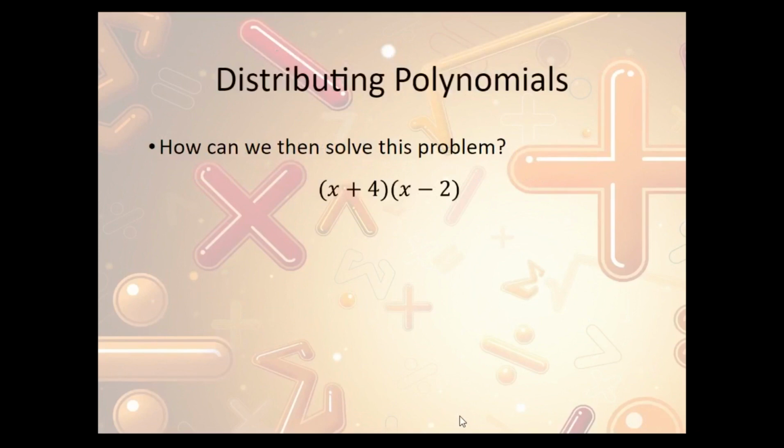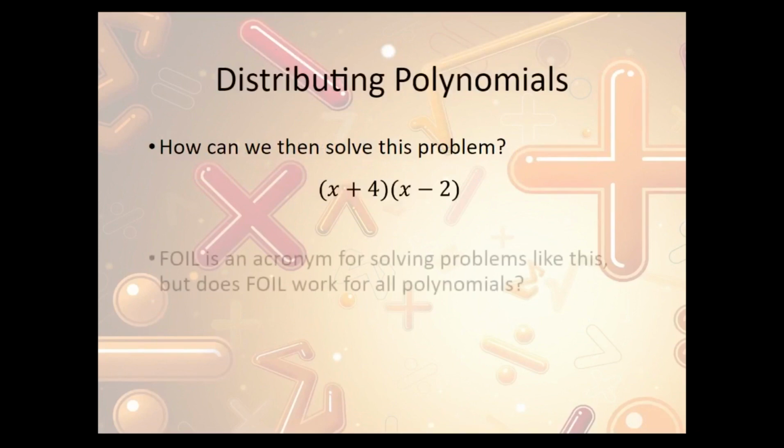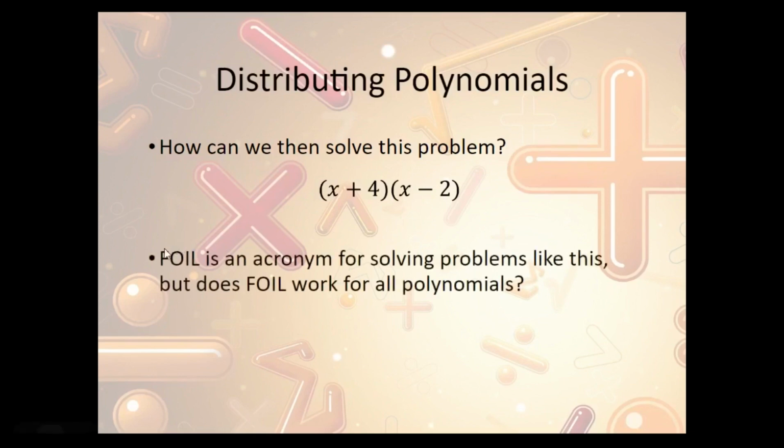So then how do we solve something like this? x plus 4 times x minus 2. Well, maybe you heard of this term before, FOIL, which means first, outside, inside, last. So you multiply the firsts, and then the outsides, so this one and this one, then the insides, then the last ones. Well, that might be what you've heard in the past, or maybe you haven't, but does it work for all polynomials? So can I do it with this? Now FOIL doesn't really help.